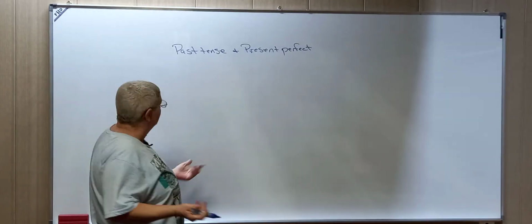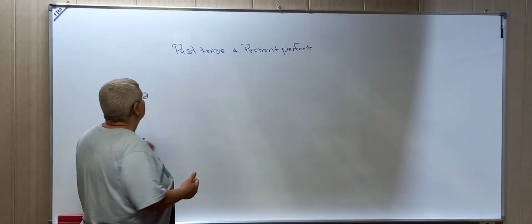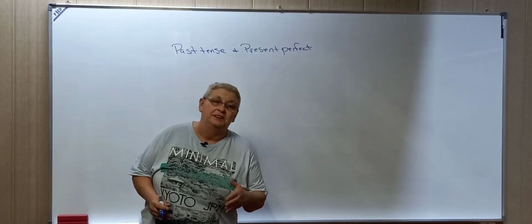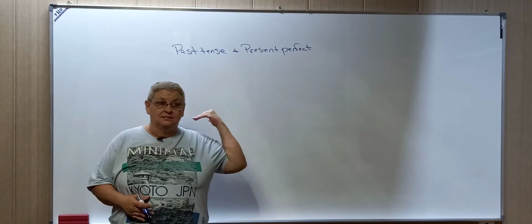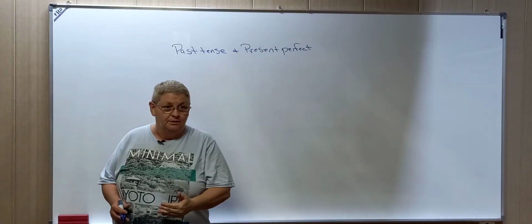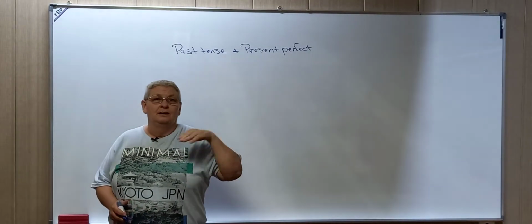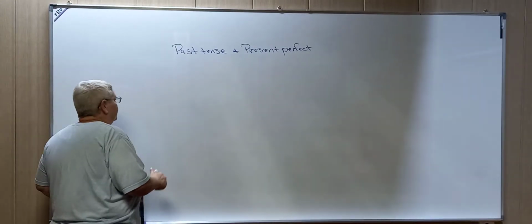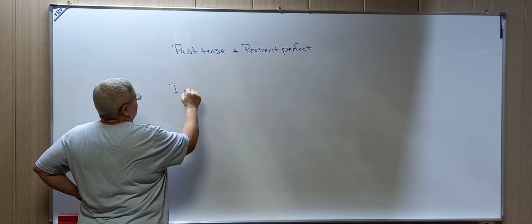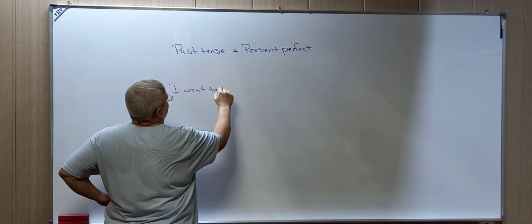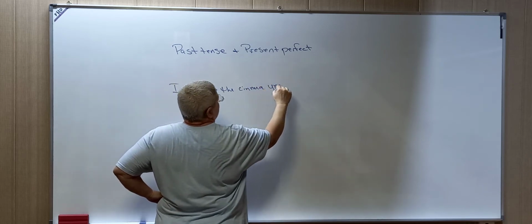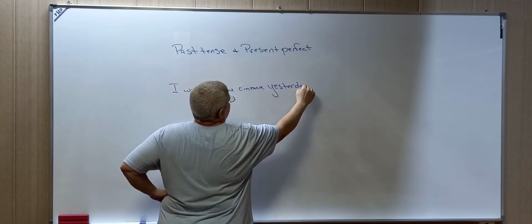Past tense. All of you know past tense. Past tense is an action that has happened in the past. In other words, a time before right now. It has happened. It started. It finished. Yes? Like, I went to the cinema yesterday.